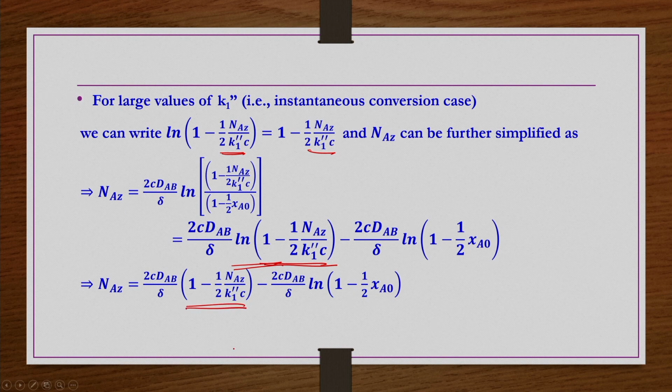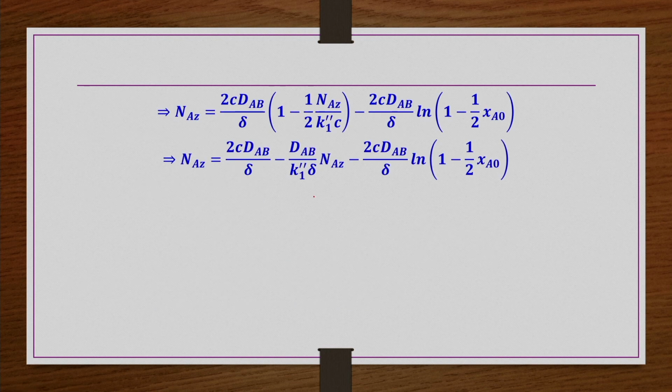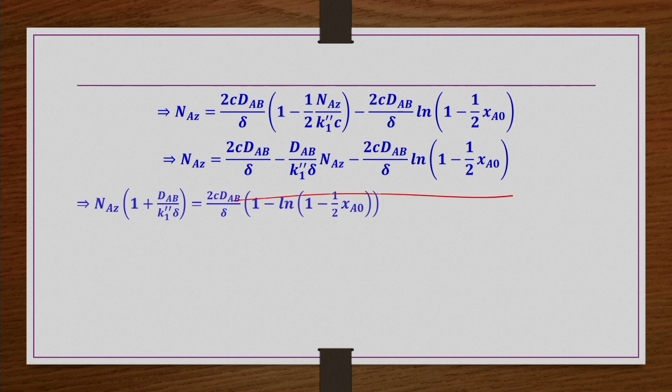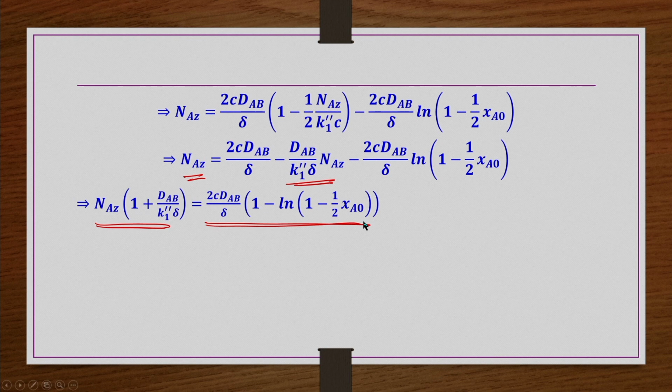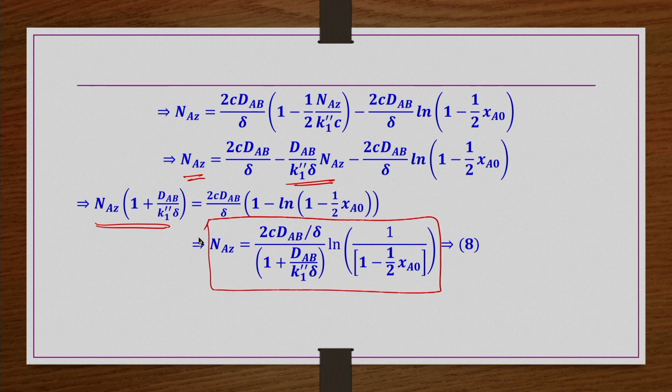Then after that what I can do, I can combine this 2c dAB by delta terms together, and then we see what we can get. We can get this particular term on expansion, and then all the NaZ terms have been taken one side and the remaining terms are taken on the other side. So, here again what we can get, NaZ is equal to 2c dAB by delta divided by 1 plus dAB by k1 double prime delta, ln of 1 by 1 minus 1 by 2 x a naught.